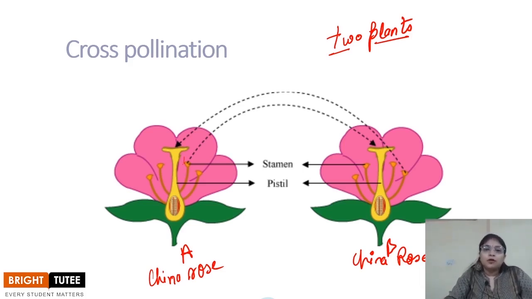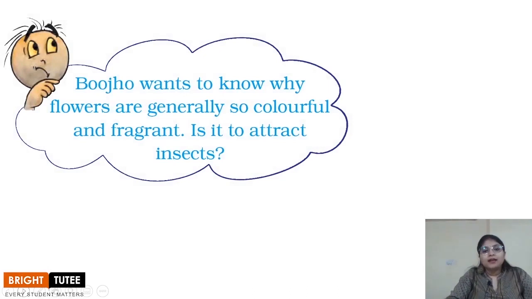Because the pollen grains are so light, pollination occurs through wind also, and through insects also. Now, at this point, there is a question that needs to be answered, and Bujo wants to know why the flowers are generally so colorful and fragrant. Is it to attract insects? So the answer to this question is yes.